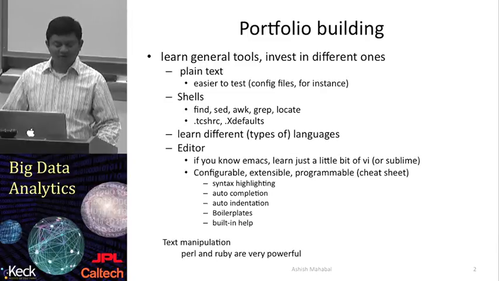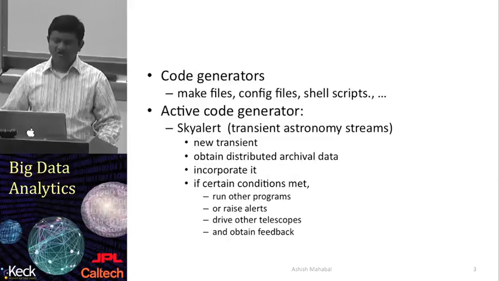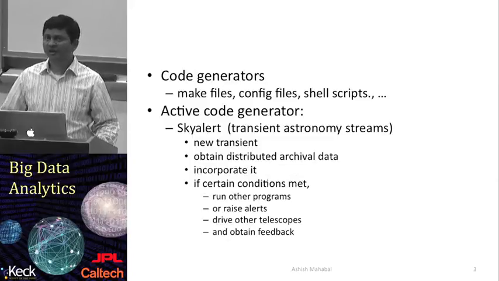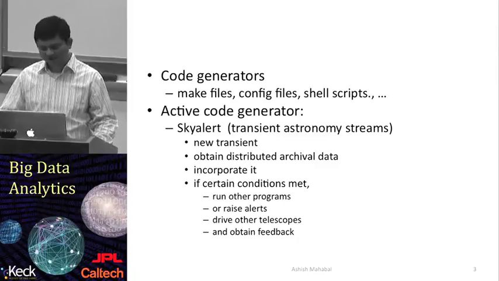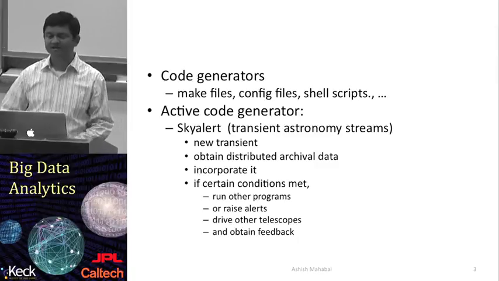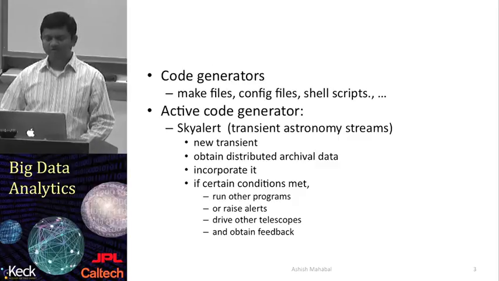Then if you are trying to do some text manipulation, languages like Perl and Ruby are extremely powerful in doing that. So learn at least just a little bit of those two languages. Then there can be various code generators that will help along in a big way. So small subroutines that go with these code generators can write much of your code quite easily. These also include shell scripts that can be fairly easily written, or config files. We talked about those a little bit earlier. In our transient astronomy, we have built something called Sky Alert.